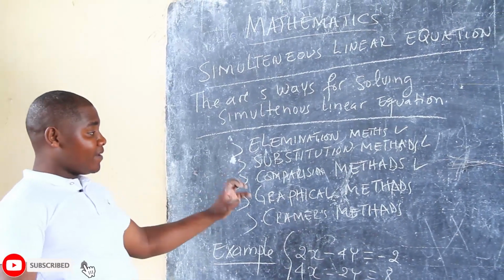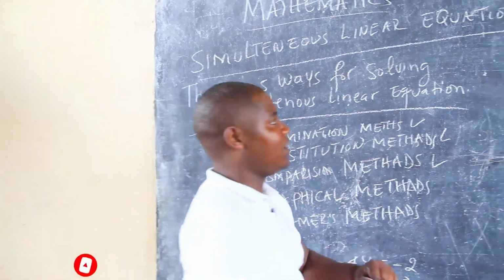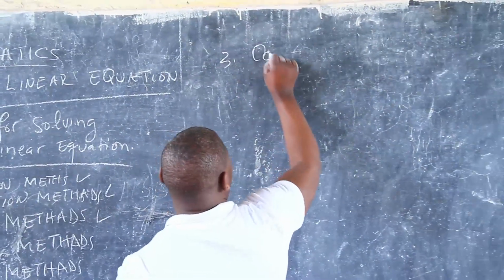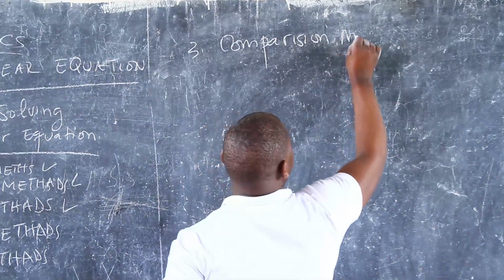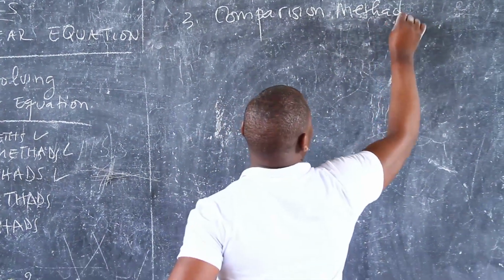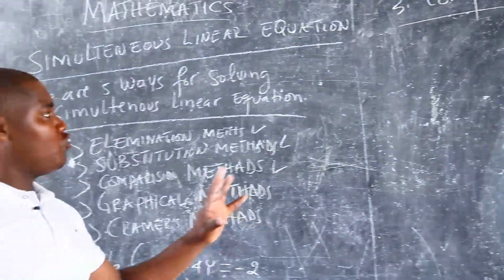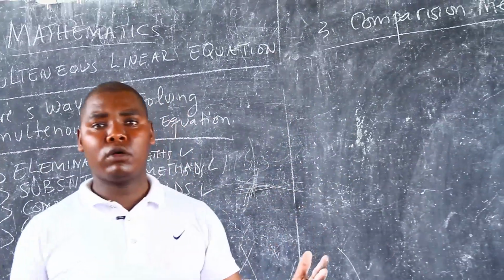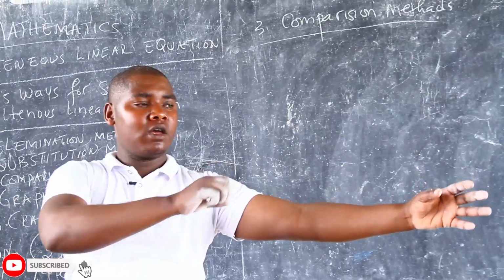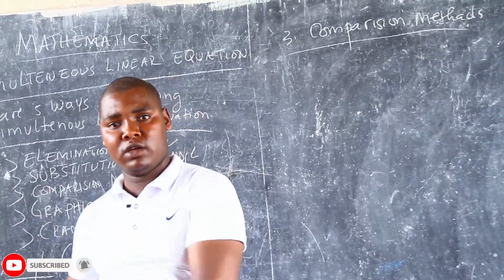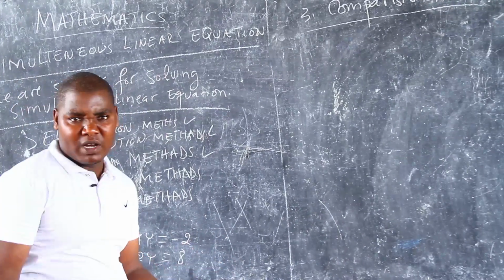The third method is what we call the comparison method. In this comparison method, you understand the word compare. I compare something with another thing. Let's see what I'm going to compare.